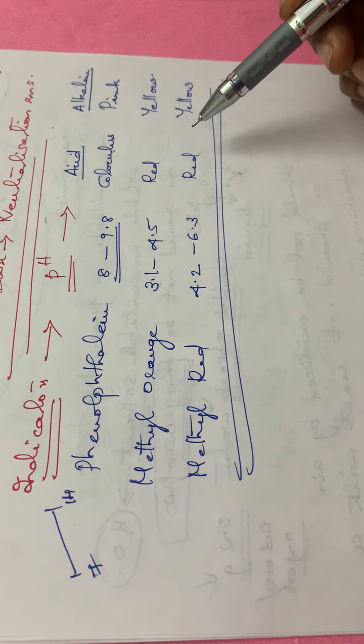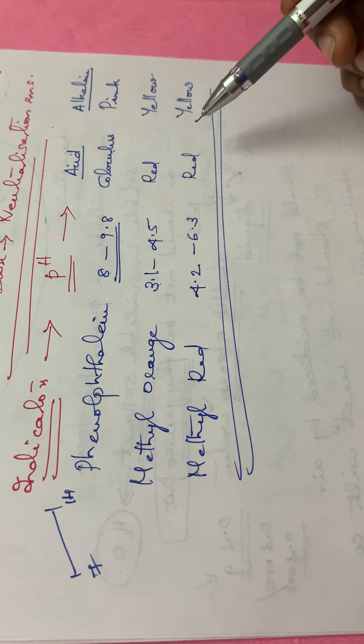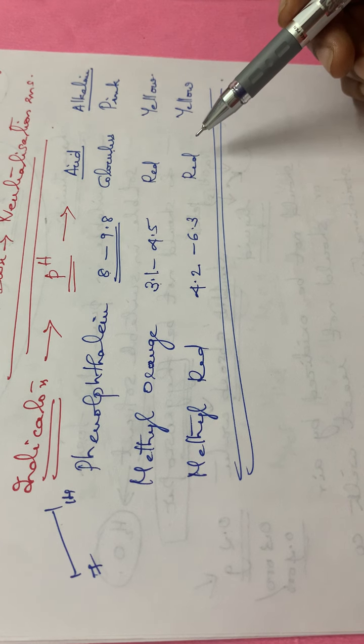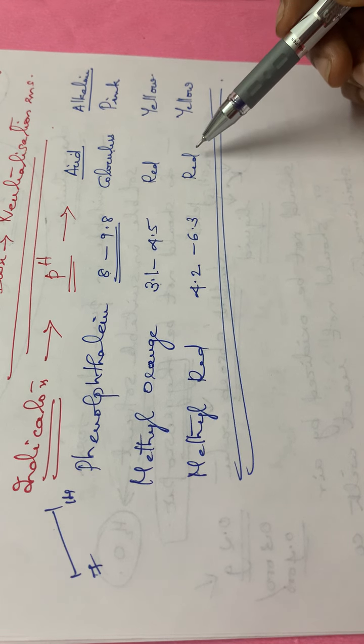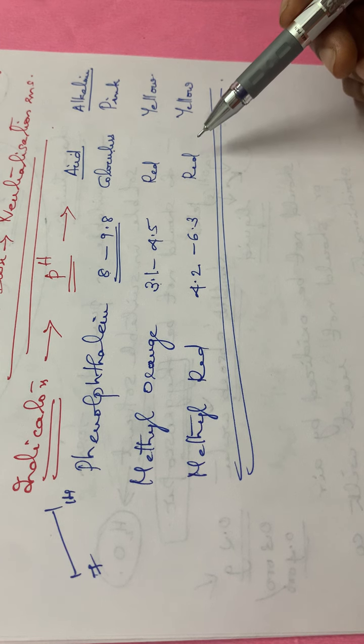In our next session, we will be moving on to the titration of different types of acids and bases: strong acid with strong base, strong acid with weak base, weak acid with strong base, and weak acid with weak base. These four types of titrations you have to study, and also the graphs you have to go through. That we can do in our next video.